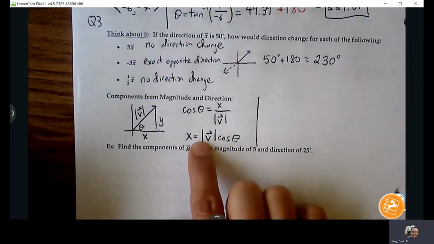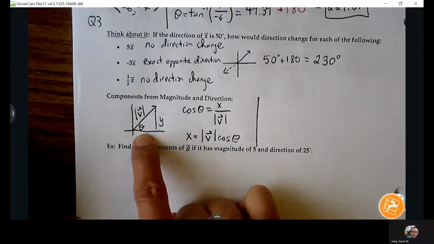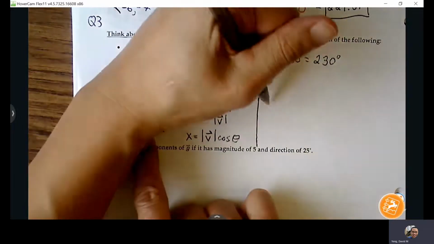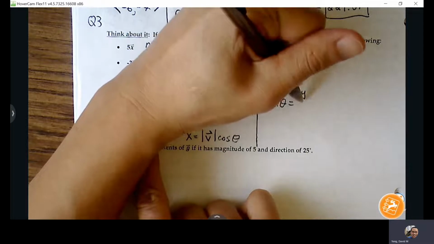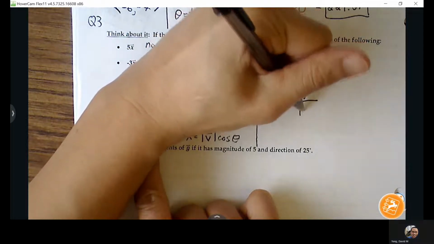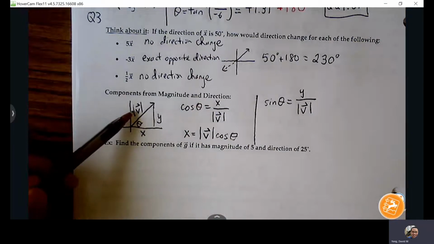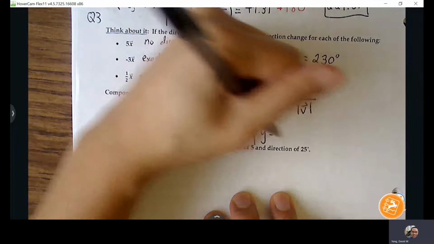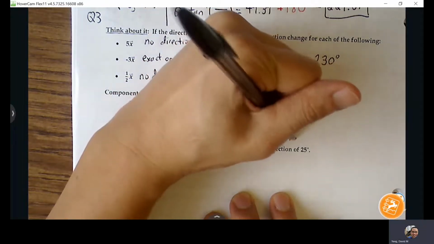Right? And if I want to solve for y, I would use sine, right? I would say sine of theta equals y over vector v, or the hypotenuse, magnitude of vector v. Cross multiply, and I would get y is equal to magnitude of vector v times sine theta.